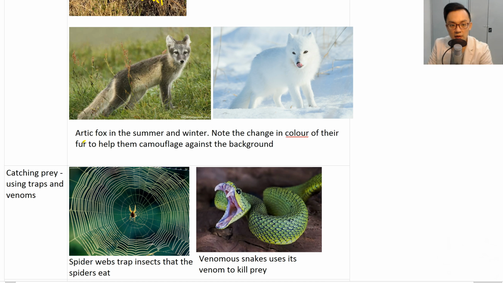The Arctic fox, in summer and winter, note the change in color of their fur to help them camouflage against the background. This one has white fur during winter to camouflage against the snowy background, and this one has brown fur in summer to help them camouflage against the grass and the trees.